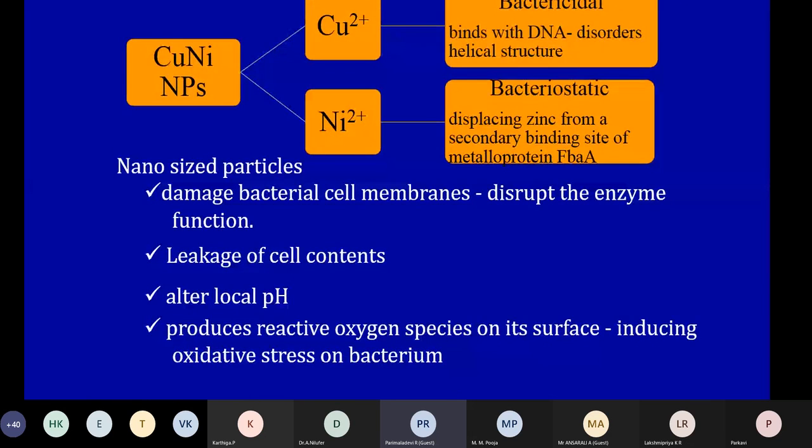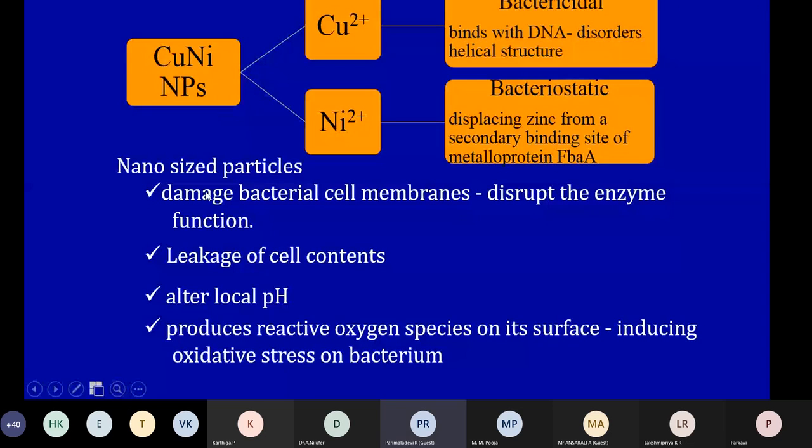It is due to the unique distribution of two different metals, thus enabling the release of two different metal ions. Normally this copper gives copper 2 plus, which binds with the DNA and destroys the helical structure of DNA. And this nickel helps in displacing zinc from the secondary binding site of metalloprotein. So this is very helpful as an antibacterial agent.